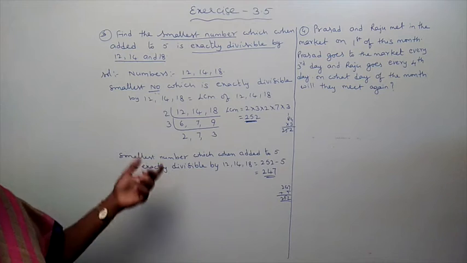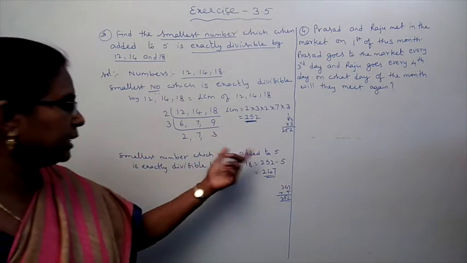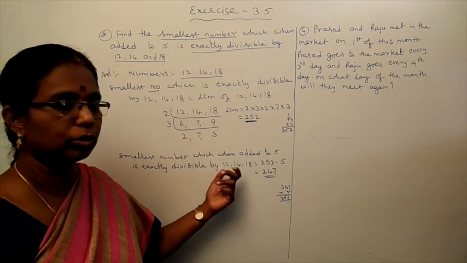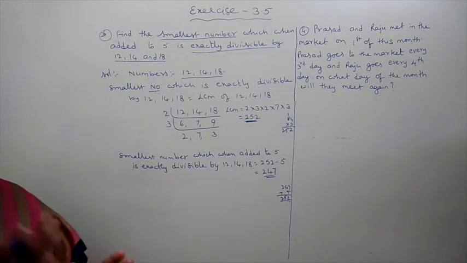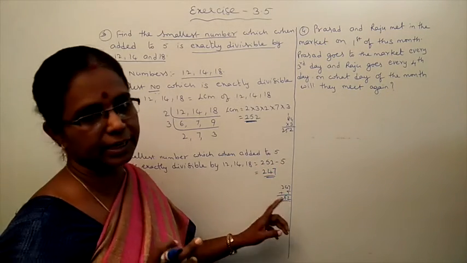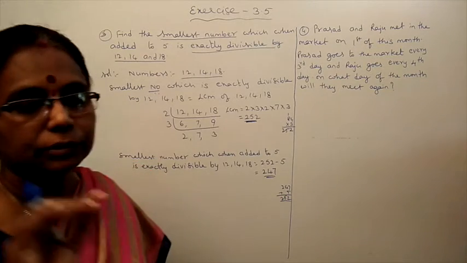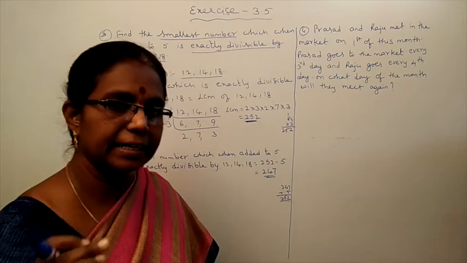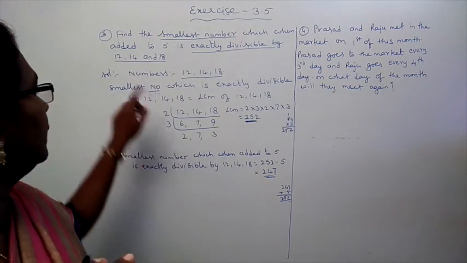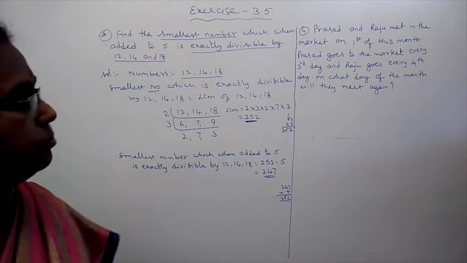Then what is that smallest number which, added to 5, is exactly divisible by 12, 14, 18? 252 minus 5 is 247. If you add 247 plus 5, you will get 252. Then that 247 is the smallest number. When you add 5, you will get an exactly divisible number by 12, 14, 18.